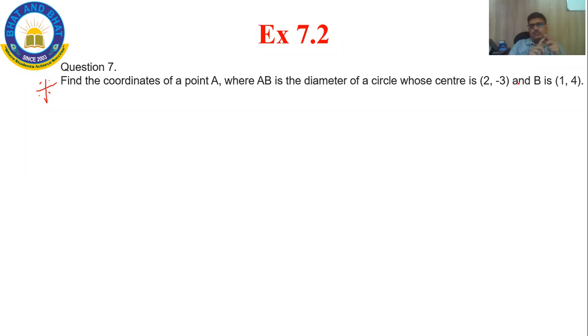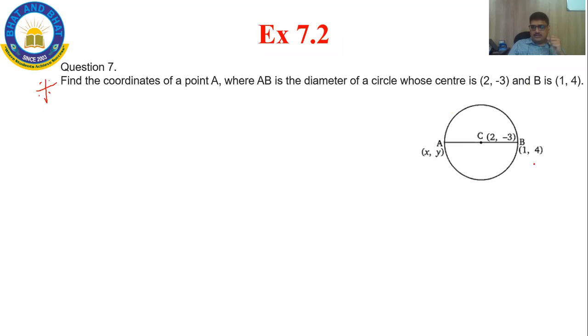The center is (2, minus 3). So what formula should I use? I should use the midpoint formula. Why should I use the midpoint formula? Because the distance of any point on the circumference from the center is nothing but the radius. Correct? So I will draw that.